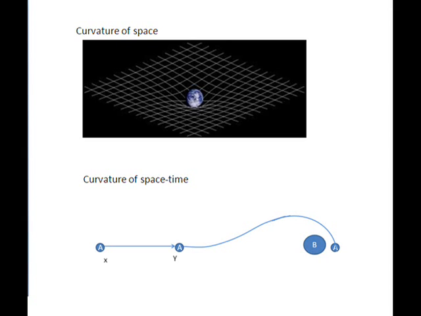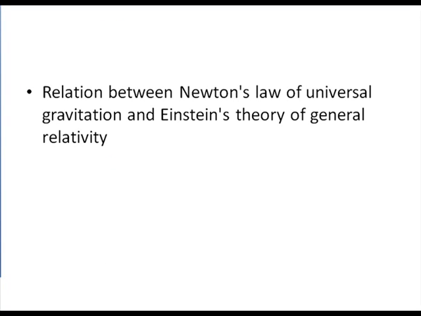In the last video, I explained the difference between curvature of space-time and curvature of space, and explained that the path of the body is curved in the curvature of space-time, but space is not curved. Before going further into my new theory, in this video, I will try to explain the relation between Newton's law of gravitation and Einstein's theory of general relativity.